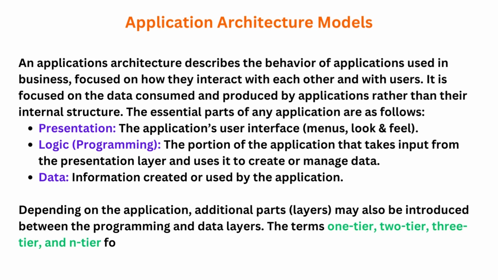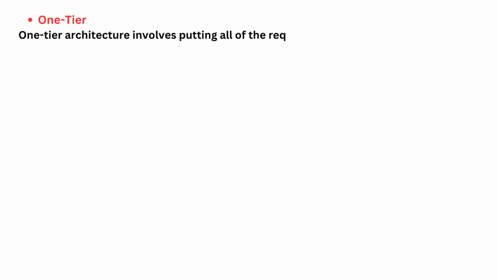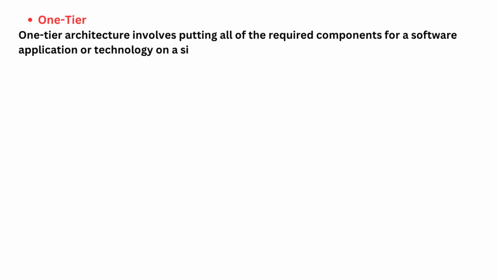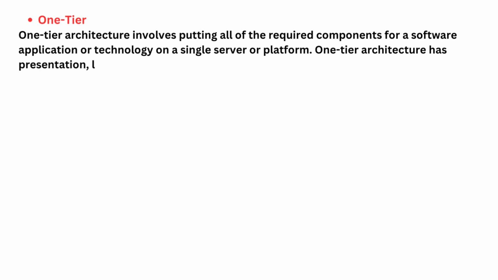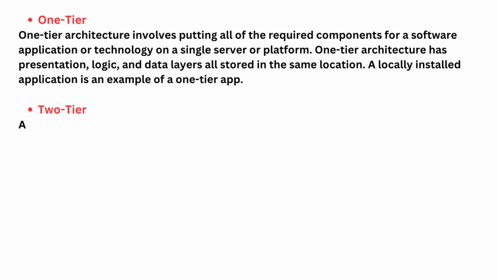The terms 1-tier, 2-tier, 3-tier, and N-tier for applications refer to how the different layers are organized and stored on a computer or network. 1-tier. 1-tier architecture involves putting all of the required components for a software application or technology on a single server or platform. 1-tier architecture has presentation, logic, and data layers all stored in the same location. A locally installed application is an example of a 1-tier app.